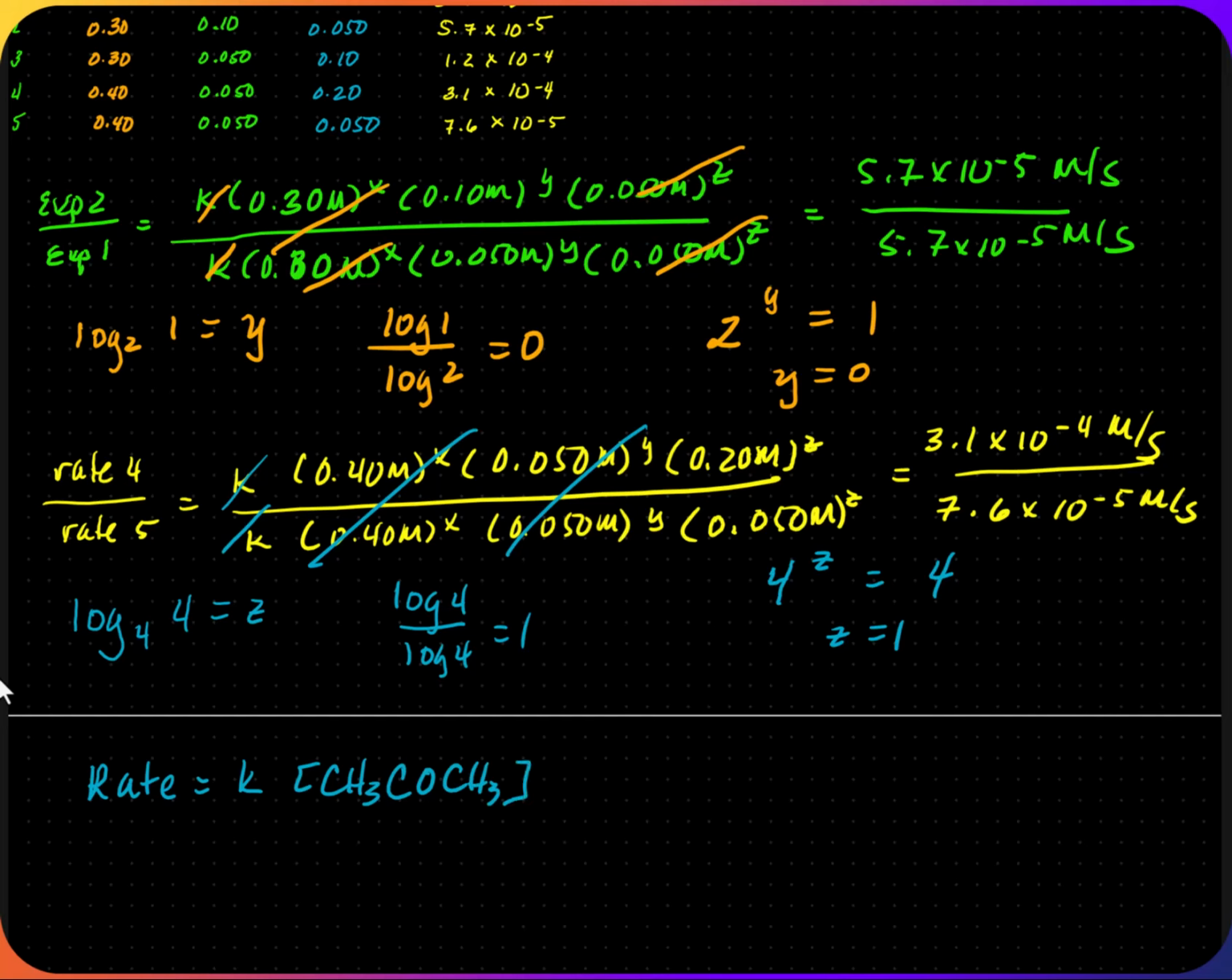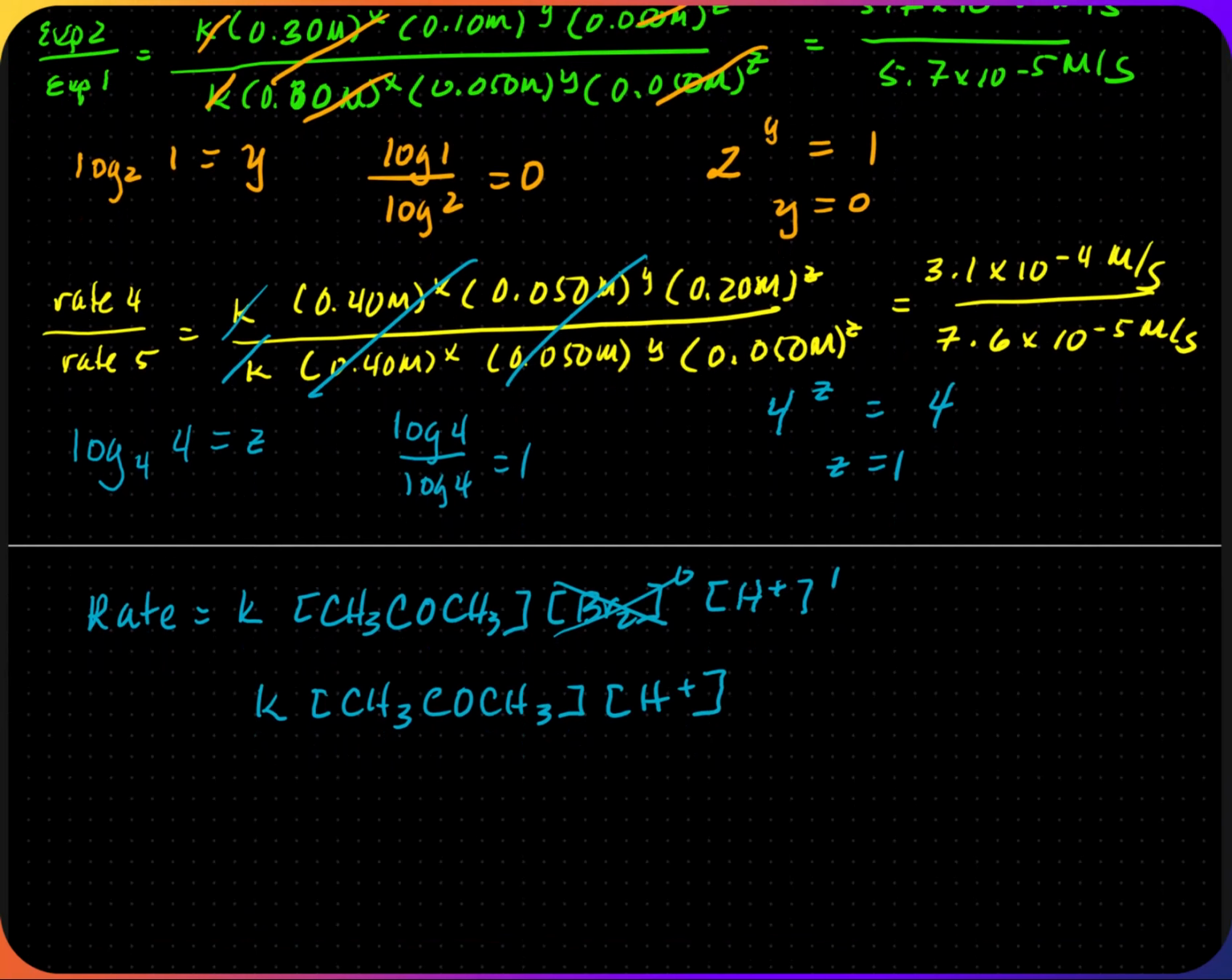So my rate equation is equal to K times CH3COCH3, which was order 1. Br2 was an order of 0. And then H plus was an order of 1. Anything that is a 0 order, you do not include. This is my equation for the reaction. Now I'm going to solve for the K constant as well as the units.